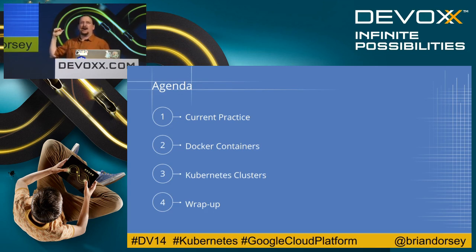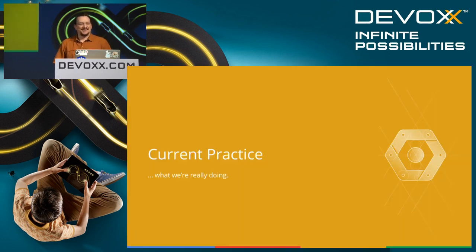I'm going to talk a little bit about what I think is a very common architecture, and then move on to Docker containers and how they change things in that world, and then on to Kubernetes and how that changes things even further. And then we'll wrap up.